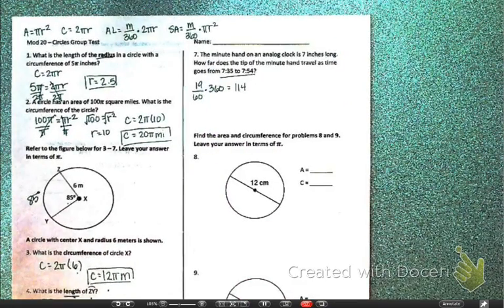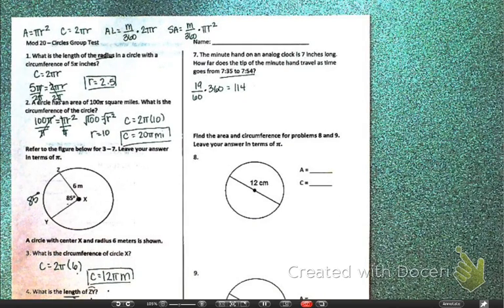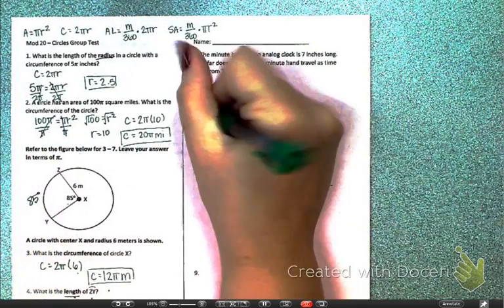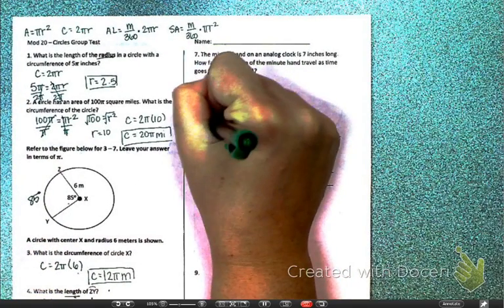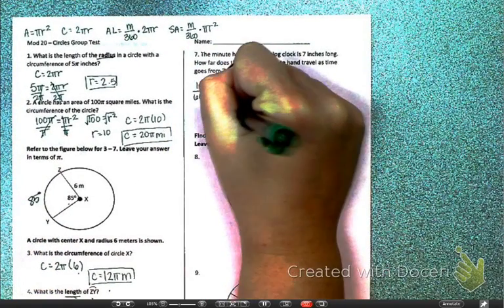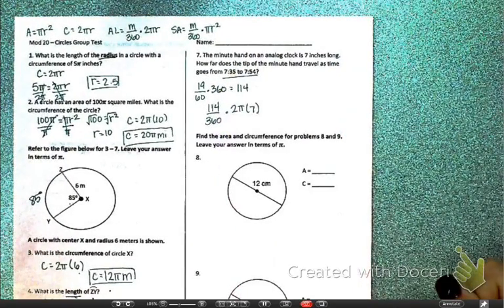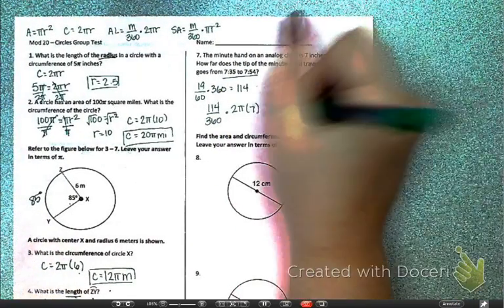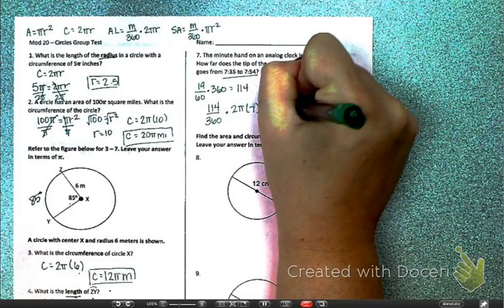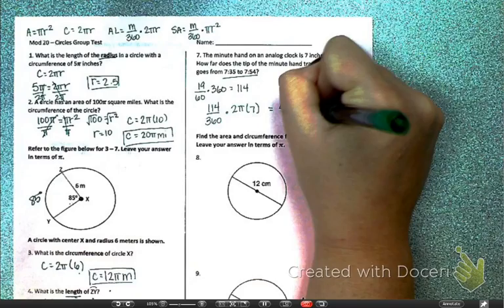From here, do we use arc length or sector area? What are we trying to find? We're trying to find the length of the arc. So arc length. 114 over 360 times 2 times pi times my radius, which is 7. When I plug that in, I get 4.4 pi inches.